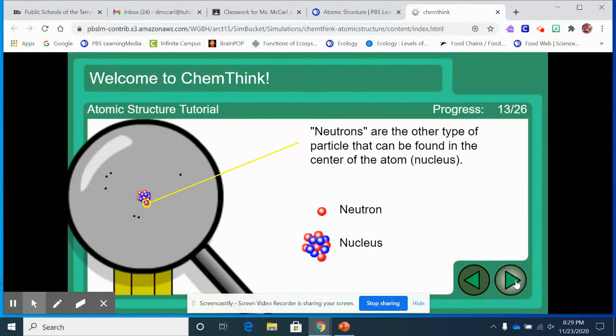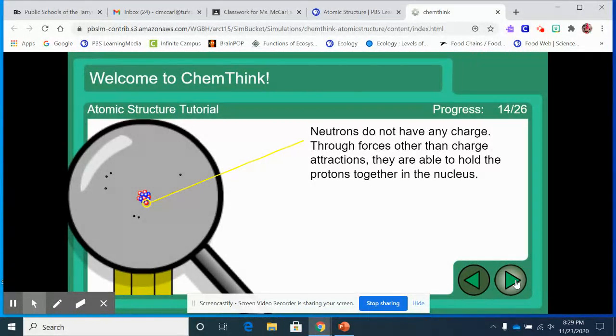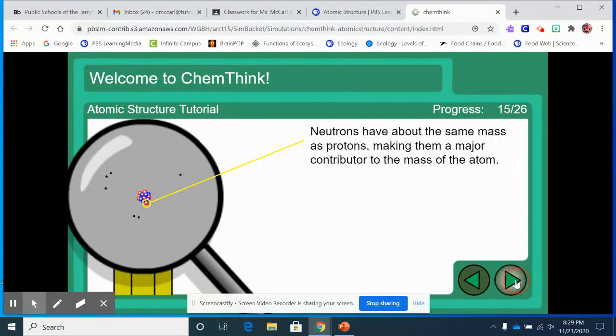Neutrons are the other type of particle that can be found in the center of the atom, the nucleus. The red dot is a neutron. Neutrons do not have any charge. Through forces other than charge attractions, they are able to hold the protons together in the nucleus. Neutrons have about the same mass as protons, making them a major contributor to the mass of the atom.